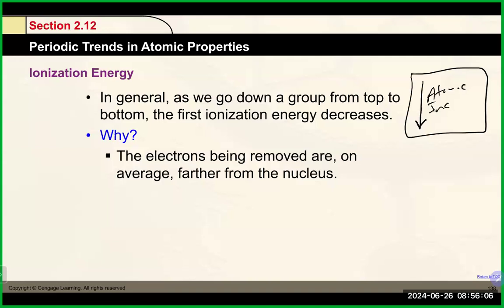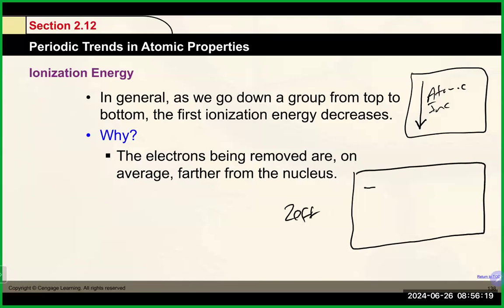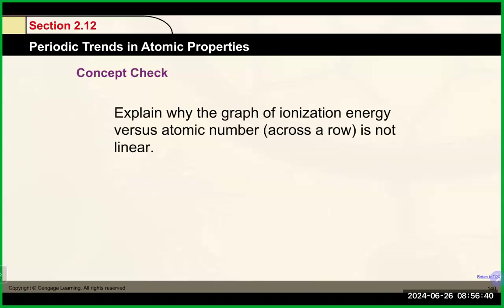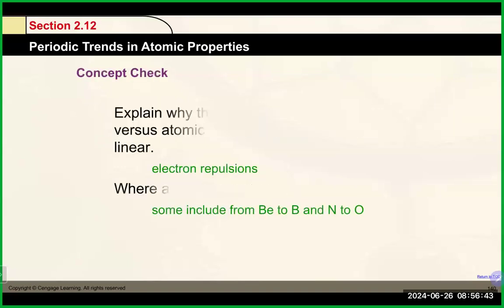In addition, there's a lot more shielding happening. The idea here is the Z effective that we talked about earlier. Z effective increases as you go this way on the periodic table and decreases as you go this way. Because of the number of electrons and that smaller effective charge, it's easier to remove those electrons. All right, so we won't worry about that too much.